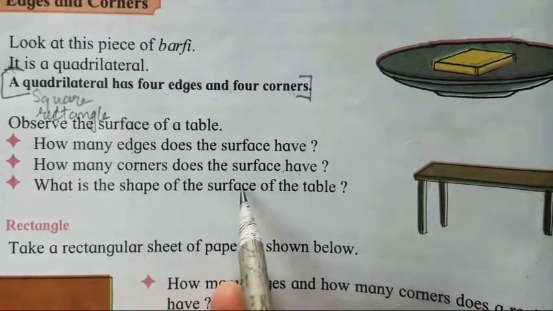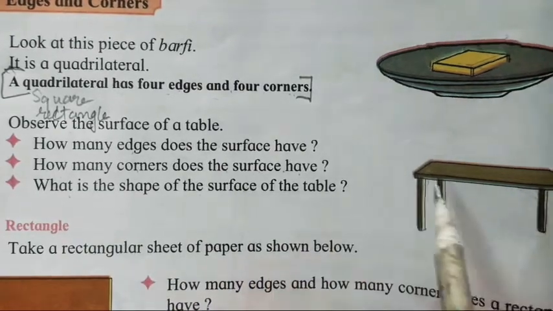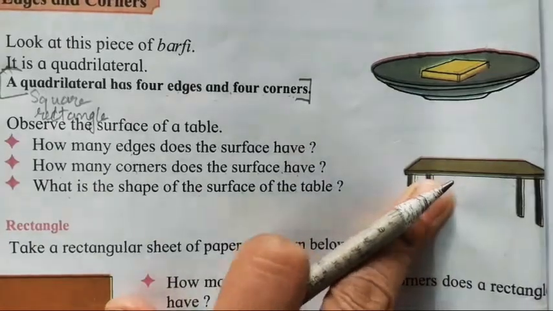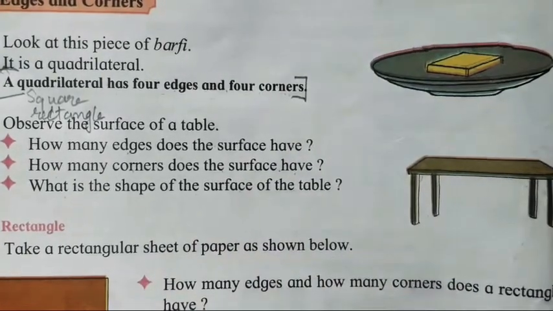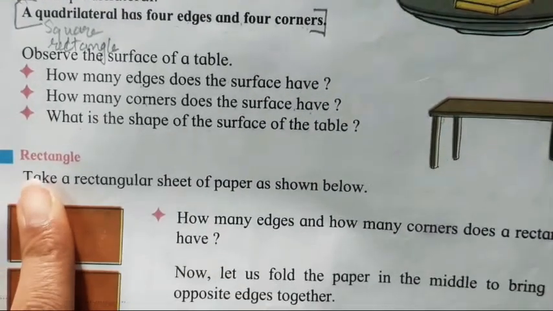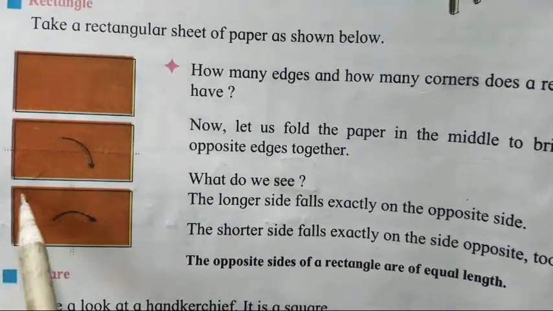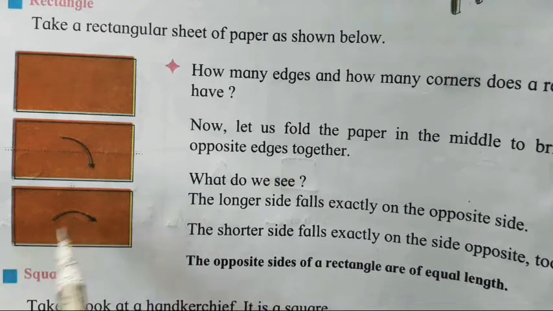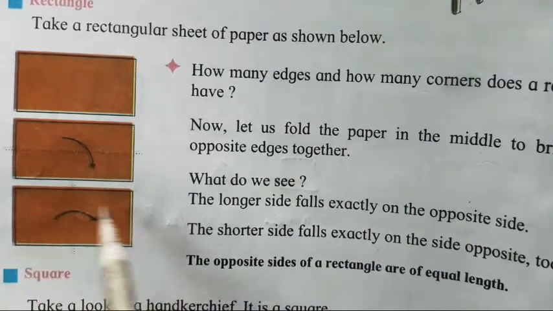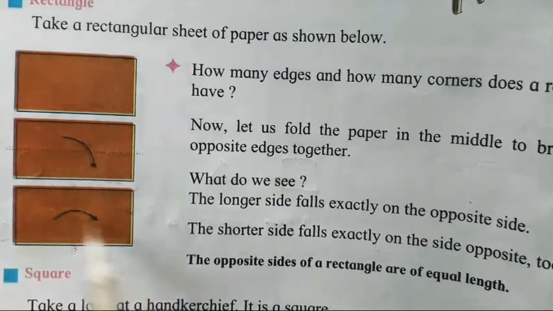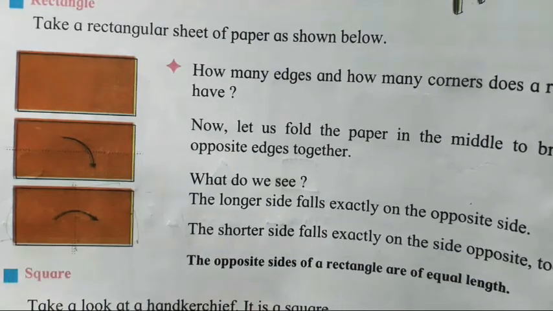What is the shape of the surface of the table? Now what shape it has been shown? It is in the form of a rectangle. Okay. Now the properties of rectangle you all have to understand. You will see a rectangle is in this shape, isn't it? You will see the opposite sides are same. Matlab ye side and ye side is same, and this side is same.